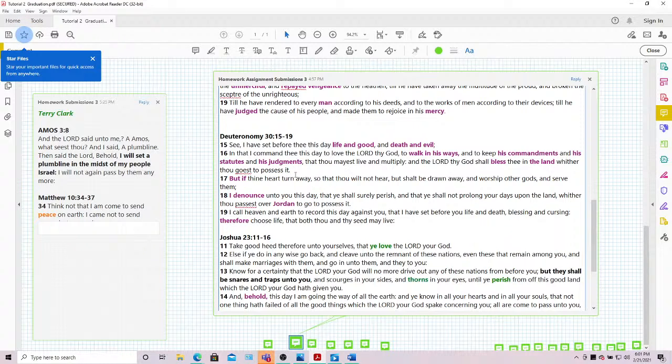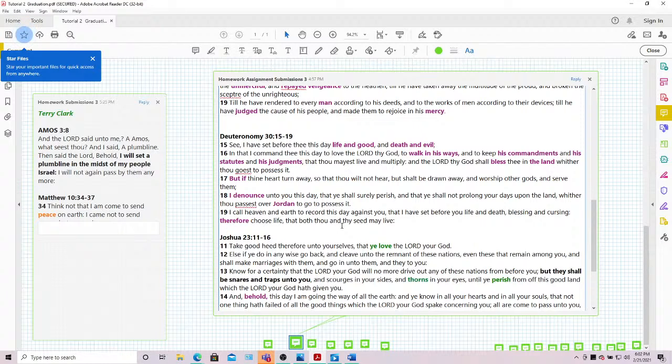But, plumbline, if thy heart turn away, so that thou wilt not hear, but shall be drawn away and worship other gods and serve them, I denounce unto thee this day that ye shall surely perish, and that you shall not prolong your days upon a land whither thou passest over Jordan to go and possess it. I call heaven and earth to record this day against you, that I have set before you life and death, blessings and cursings. So therefore choose life, that both thou and thy seed mayest live.